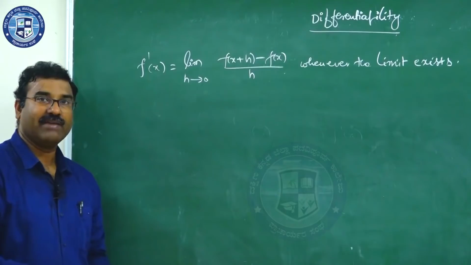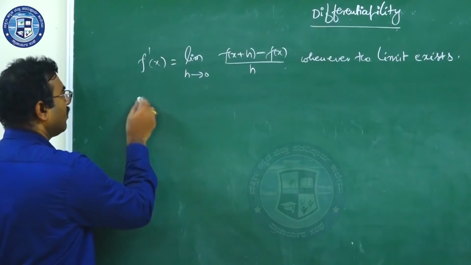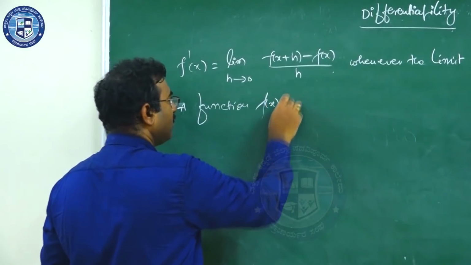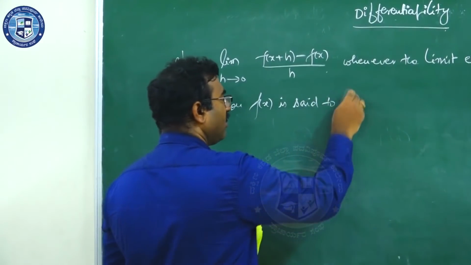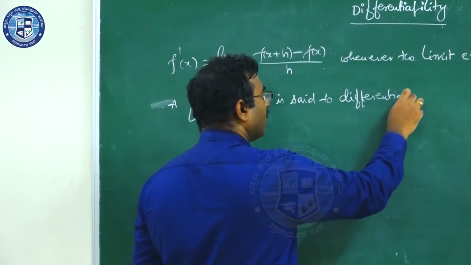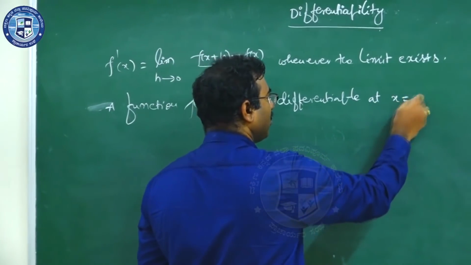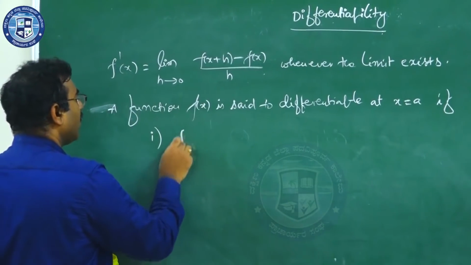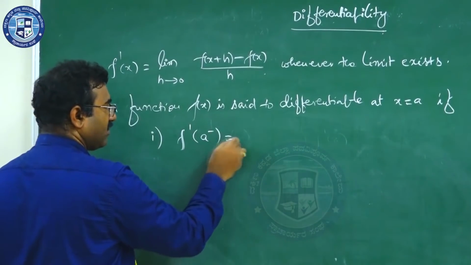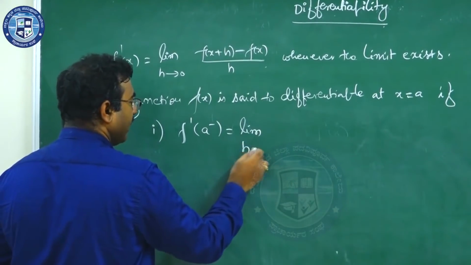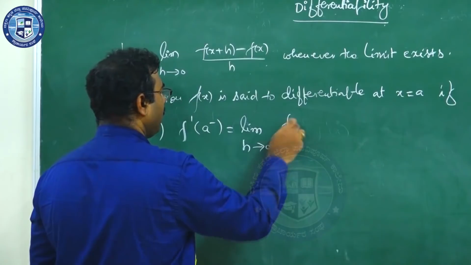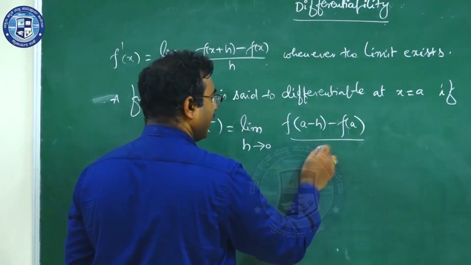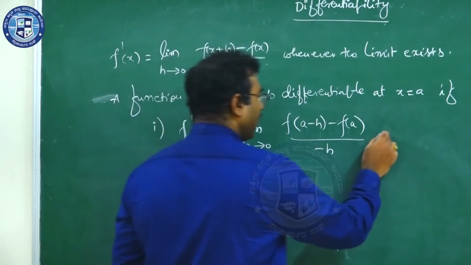So, if you want to say that a function is differentiable at x equal to a, a function f(x) is said to be differentiable at x equal to a if, first, f dash of a minus, which is equal to limit h tends to 0 of f(a minus h) minus f(a) divided by minus h, exists.